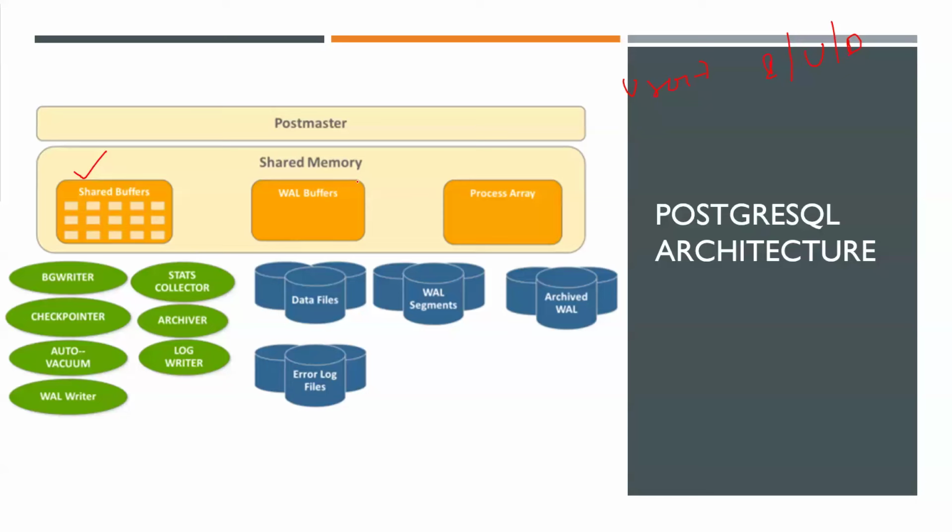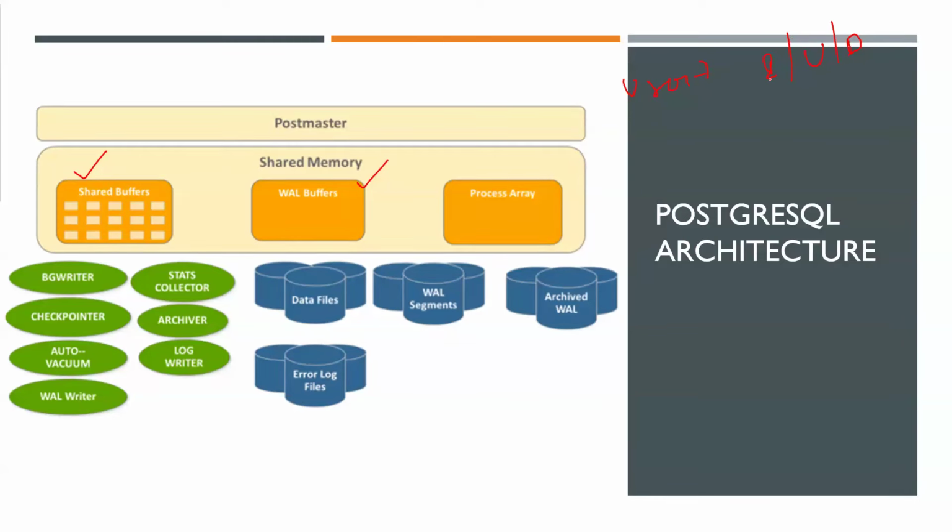There is one more buffer here. These two are very important, everyone. What is this WAL buffer? WAL is nothing but write ahead logging. Many people know about WAL. Even SQL Server contains it, and if you go to Oracle, it contains the same kind of information. WAL stands for write ahead logging.